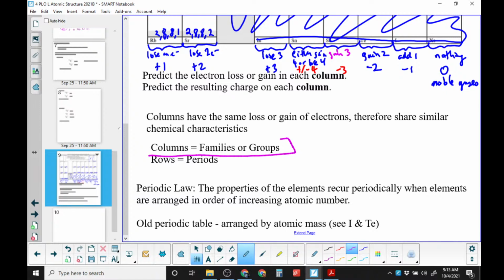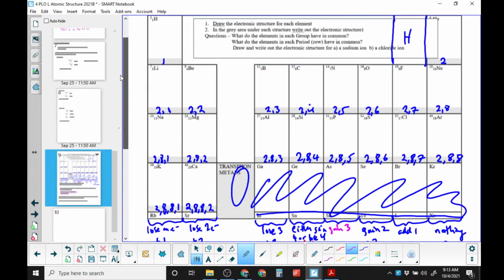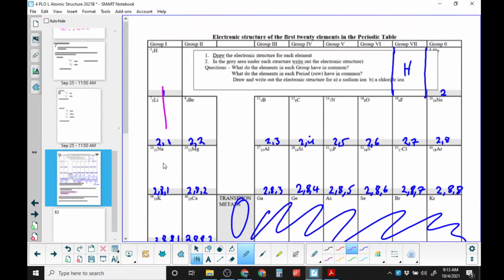Columns are known as families or groups, and rows are known as periods. So this is one family, and we're going to do the families of the periodic table in a little bit, like the alkaline earth, transition metals, all that sort of thing. But just so you know, when I refer to a family, I'm referring to a vertical column. If I'm referring to an area across, I'm referring to it as one period, like a period of time. The reason we call them a period is because properties reappear periodically.